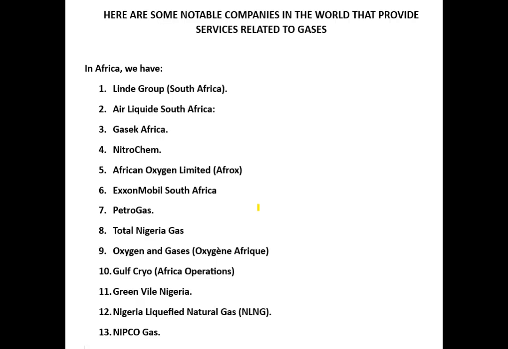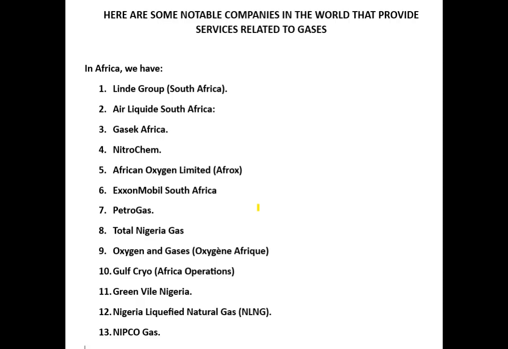3. Gaysec Africa. Services: specializes in the supply of gases and gas-related equipment. Gaysec offers products like oxygen, nitrogen, argon, and acetylene, serving a wide range of industries in Africa. Website: https://www.gaysec.co.za.